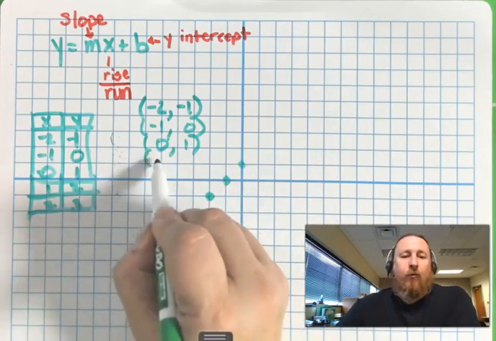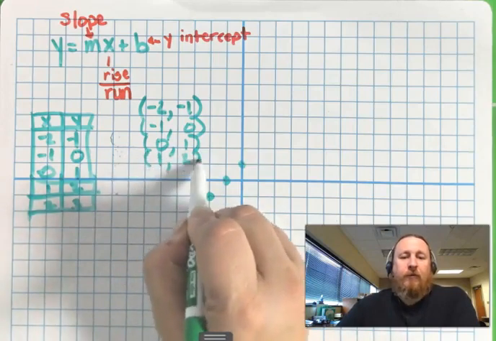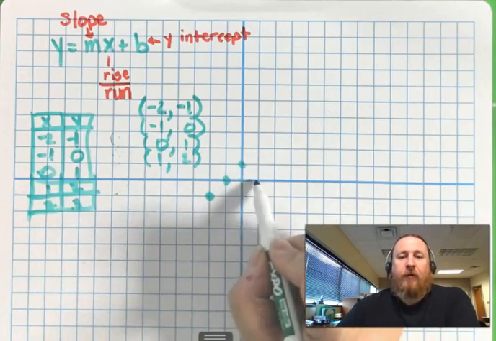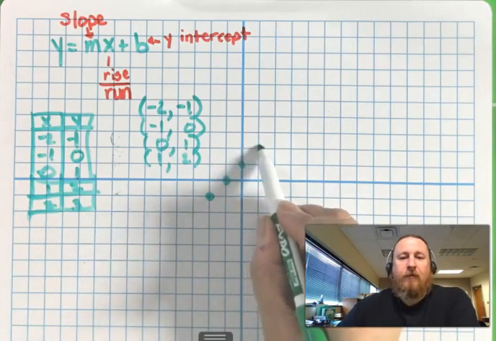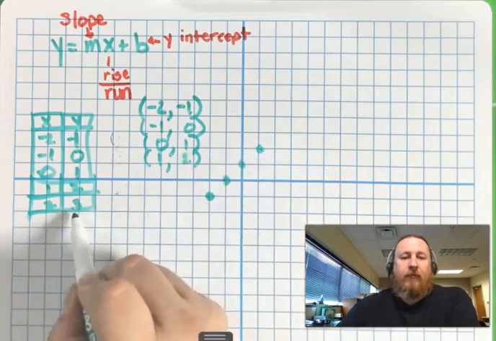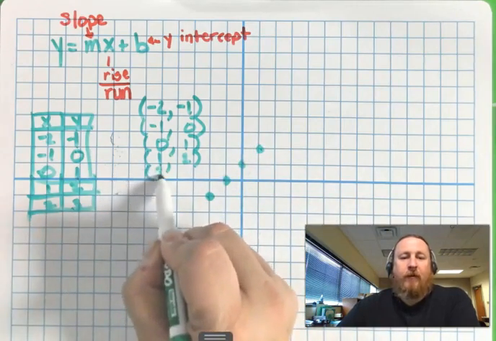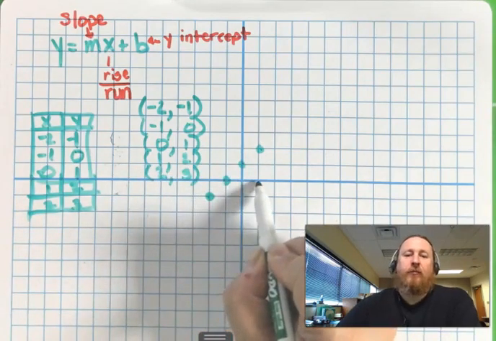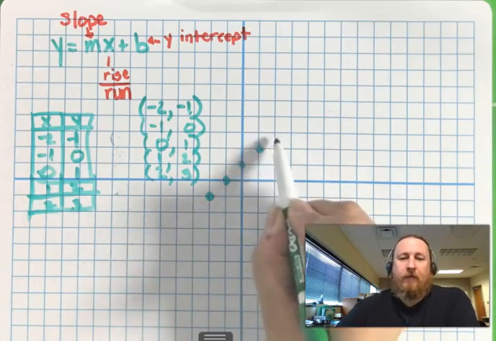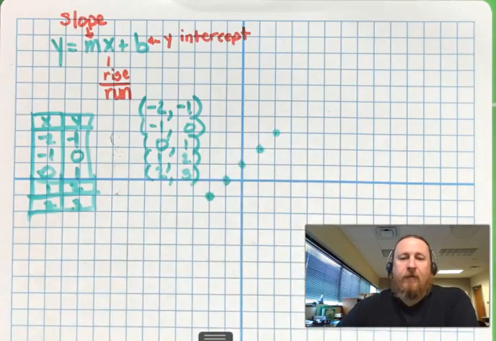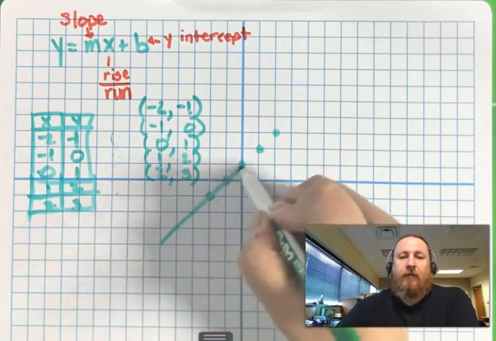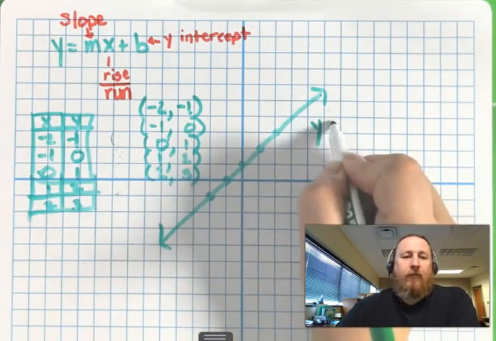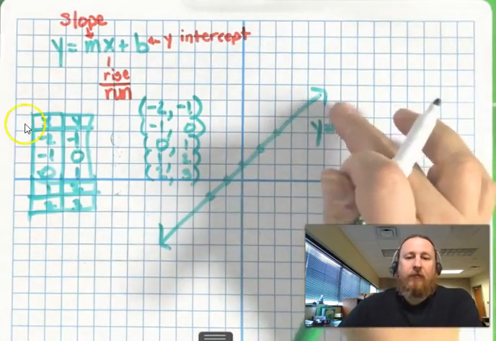Now we will do 1, 2, and plot the ordered pair 1, 2. So we go right 1 and up 2. And our last point is 2, 3. So we will graph the point 2, 3. We may now connect these points, and we have drawn the line given in the equation y equals x plus 1.